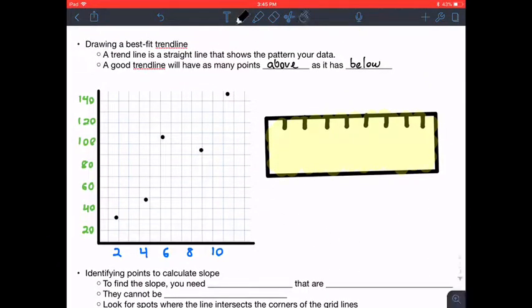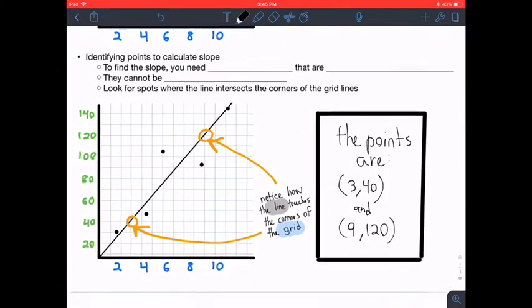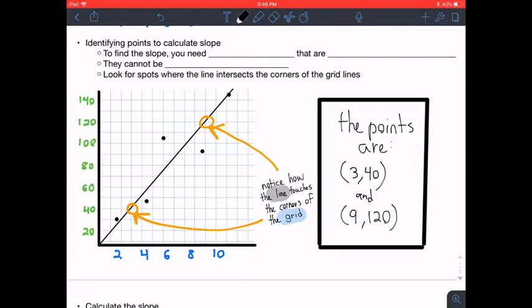So my trend line, if I was going to go ahead and draw it on here, and this is a little tip, by the way, if you hold your finger when you're drawing with the pencil on Notability, it'll make a straight line. Like you hold it down and then move it, it'll only give you straight lines. So I'm going to draw my straight line kind of like that. There's my trend line. Next thing we have to do, once we've drawn our trend line, we now need to identify points so that we can calculate the slope.